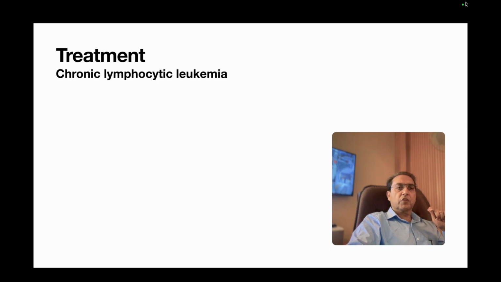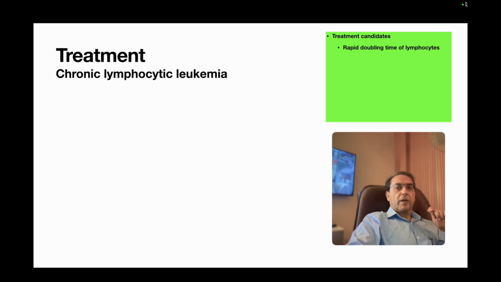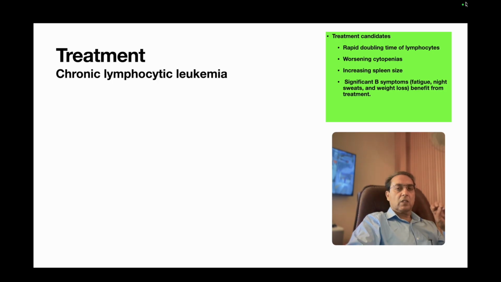And then chronic lymphocytic leukemia. Chronic lymphocytic leukemia is generally a very slow, indolent disease. Many patients may not require treatment. Some of the patients who may require treatment, for example, those who have rapid doubling time of lymphocytes, worsening cytopenias, increasing splenic size, or significant B symptoms like fatigue, night sweats, and weight loss, benefit from treatment. The IGHV mutation status, deletion 17p and TP53 mutation should be known.